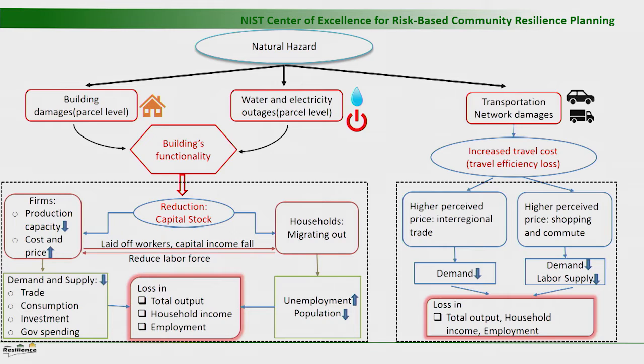And then we also have damages to transportation networks, and we've been working on that. We still have a lot more work to do. And that can impact getting to work. It could impact shopping. And so that also reverberates in different types of economic outcomes. So that's just a general picture.